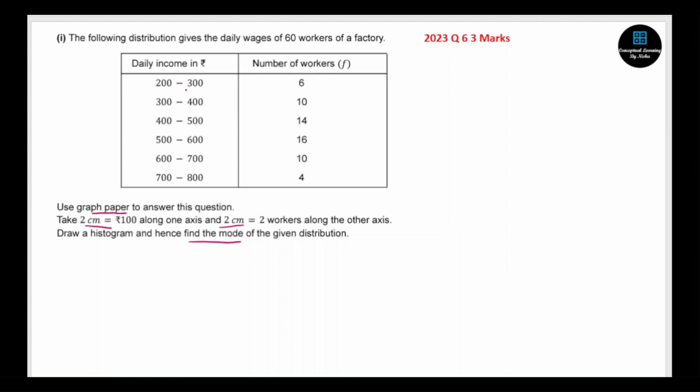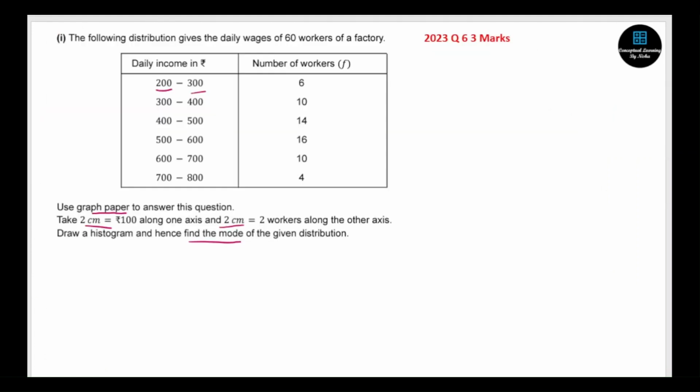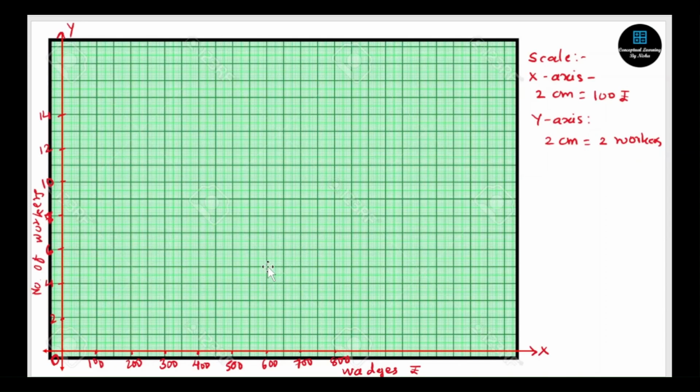So these are the lower limits 200, 300 and so on. These are the upper limits of the class, and these are the frequencies. Now we have to plot the graph as per their instructions. Based on the scale given, I have taken this graph. Now we have to plot the values which are given in the table. The first is 200 to 300 and there are 6 workers. So 6, 10, 14, 16, 10 and 4. So I have to take those values on the graph.